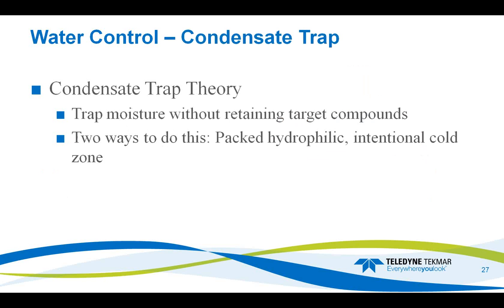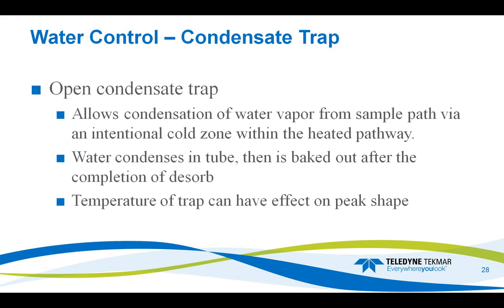Okay, so condensate traps. Condensate trap is an intentionally cold zone within our heated gas path line. And what this does is it allows that water vapor to condense and collect as a moisture, removing it from that gas stream. And ideally, we would like to do this without also retaining our target compounds. So there's two ways to remove this moisture. We can either do it with that open trap that's at a colder temperature, or we could use a packed hydrophilic trap. And we'll get into each of these.